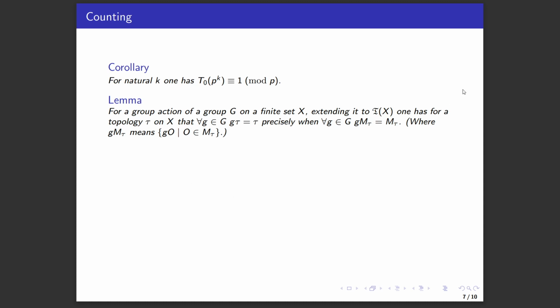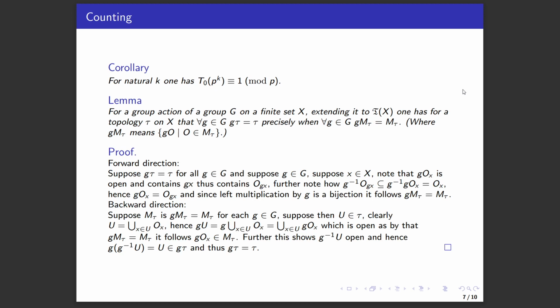And so this is proved straightforwardly. So this is if and only if. So let's go the forward direction. Suppose that G tau is tau, so tau is in this set F for all group elements G. Now we need to show that G M tau is M tau, so every element of M tau is of the form GO for some O in M tau, and that GO is always in M tau.